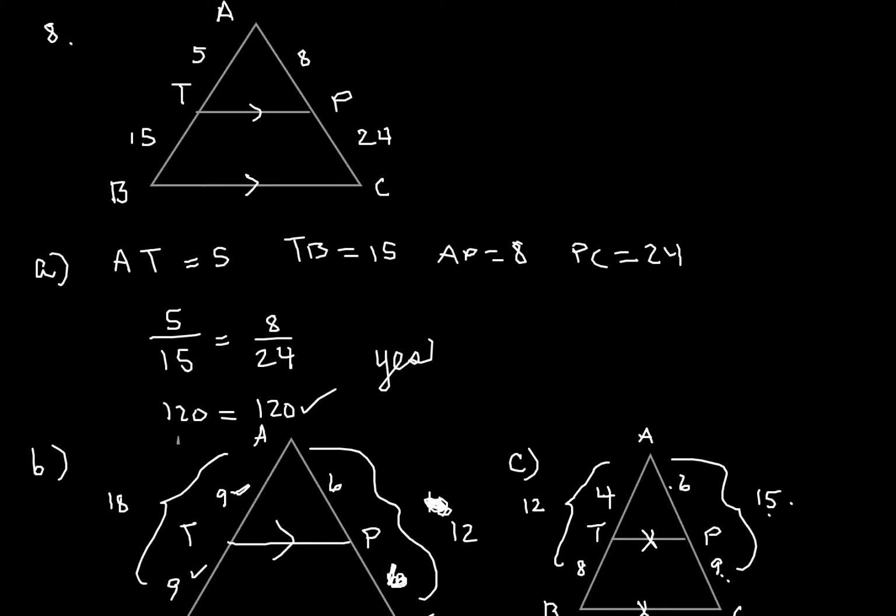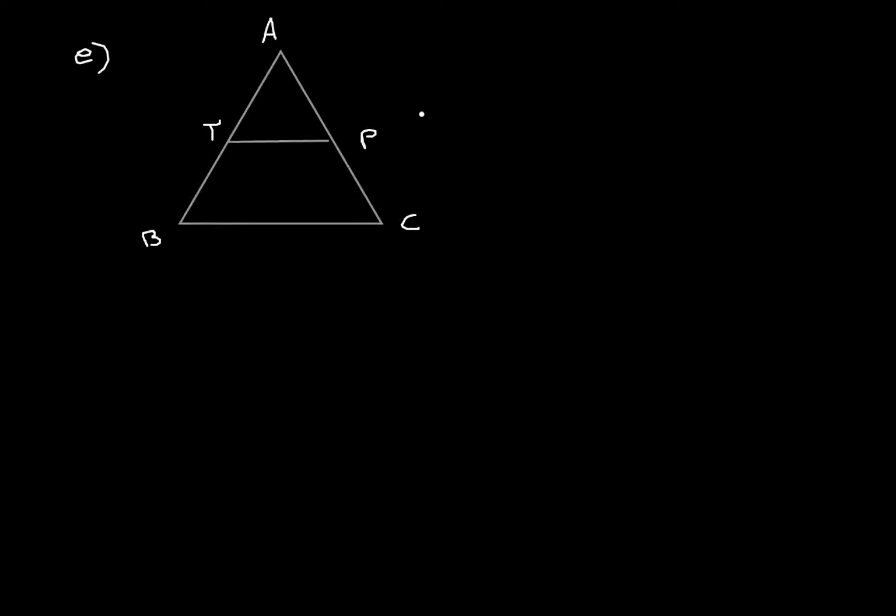And we're going to look at the last one because it's kind of odd. It's oddly difficult. So let's look at E. You should be able to do D on your own. Here we go. Let's draw our triangle. Let's put our line in there and put our letters on. So we have ATP and we have BC. And this is kind of wacky.